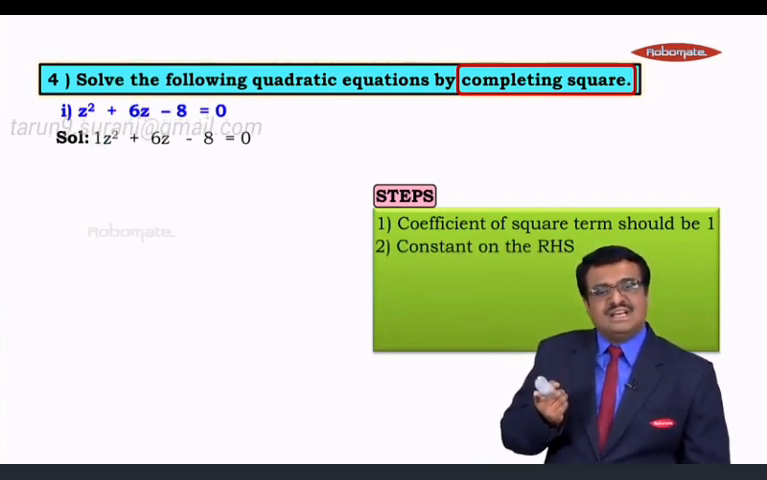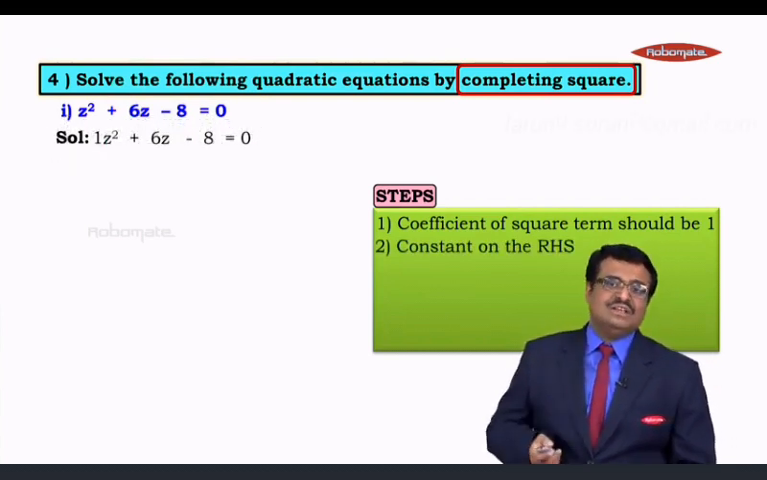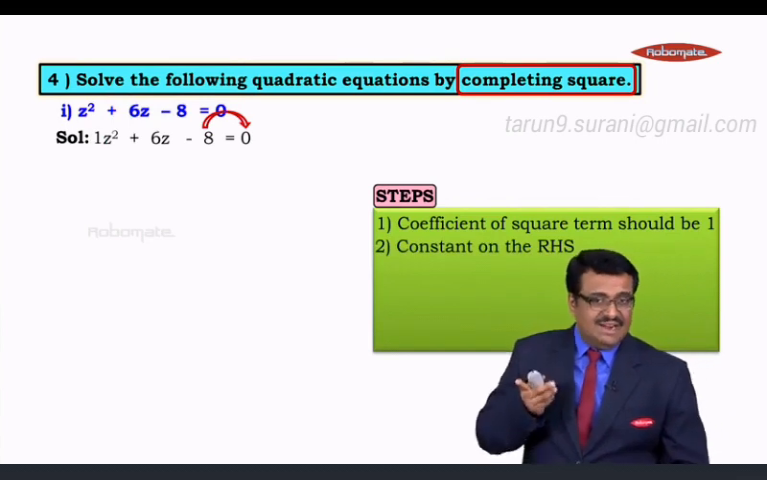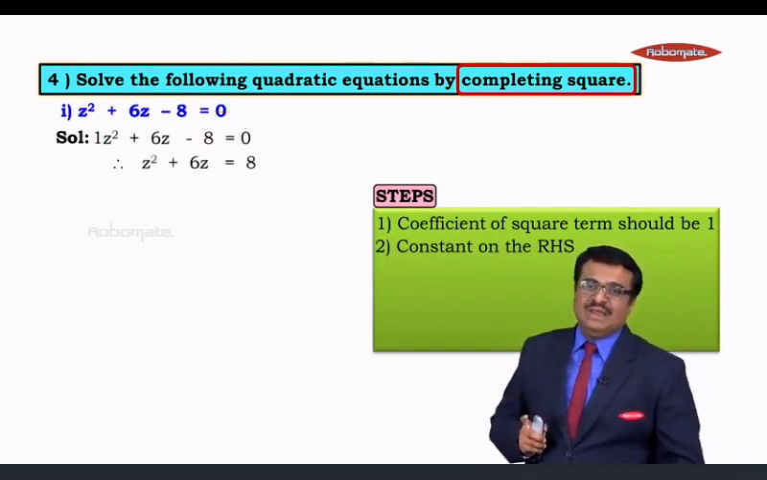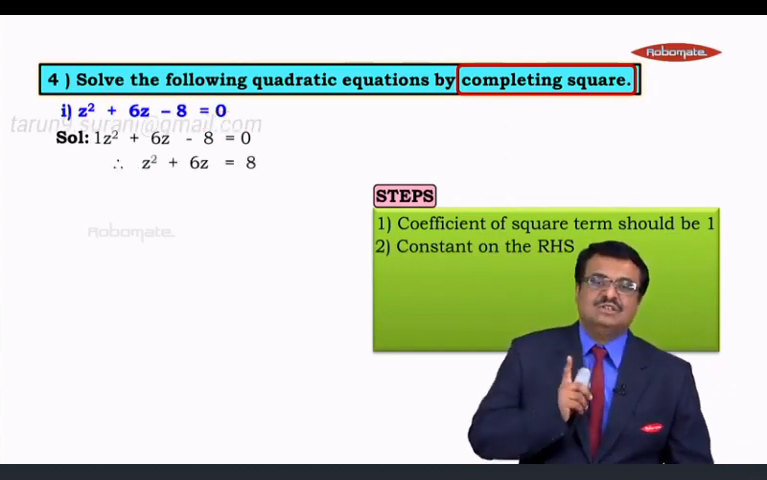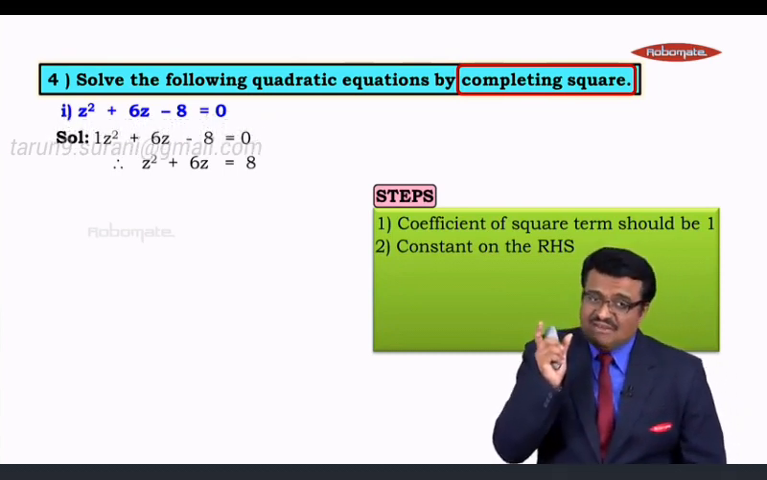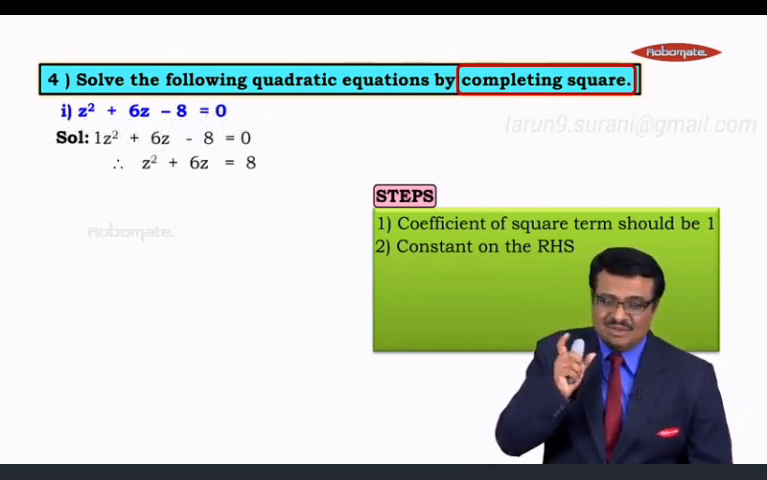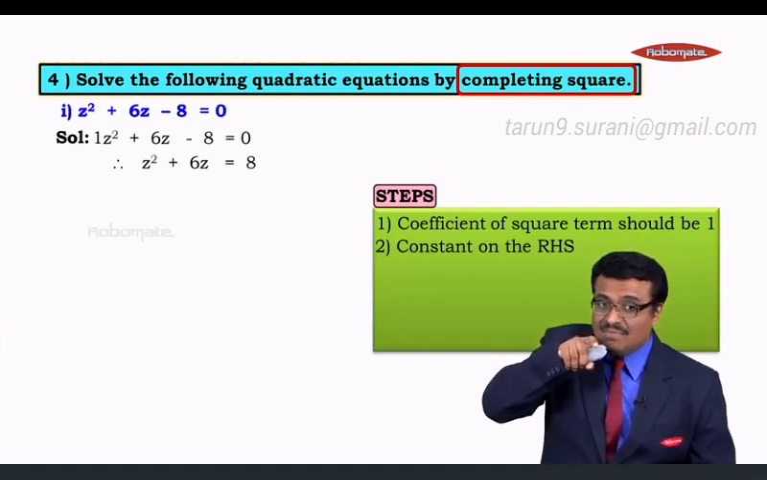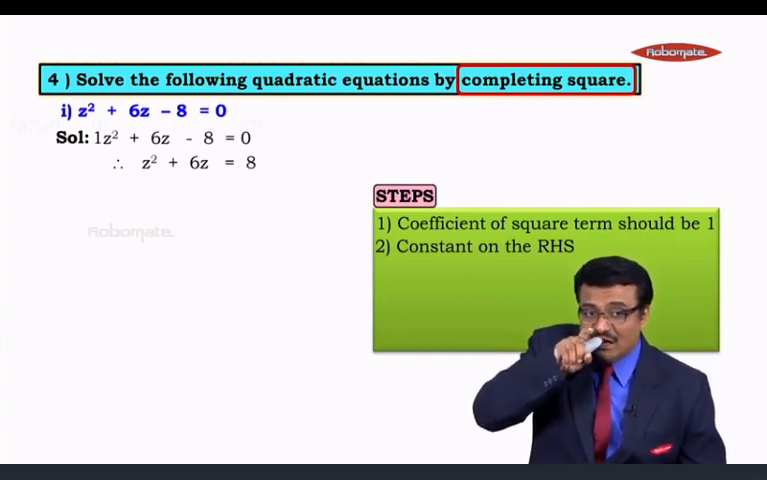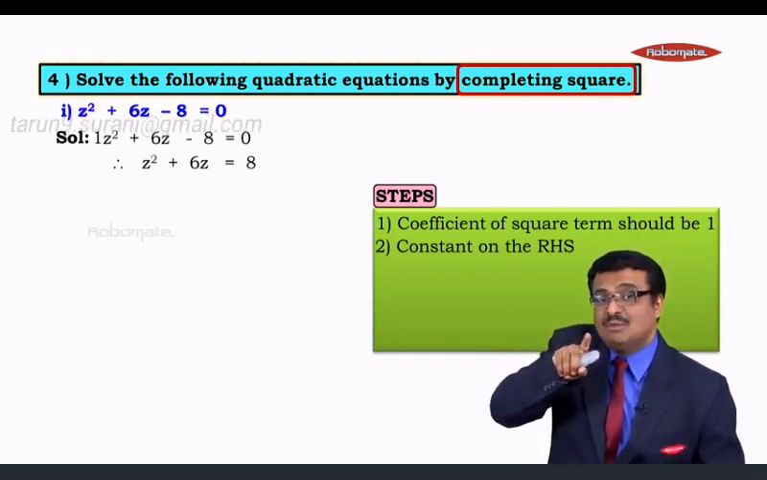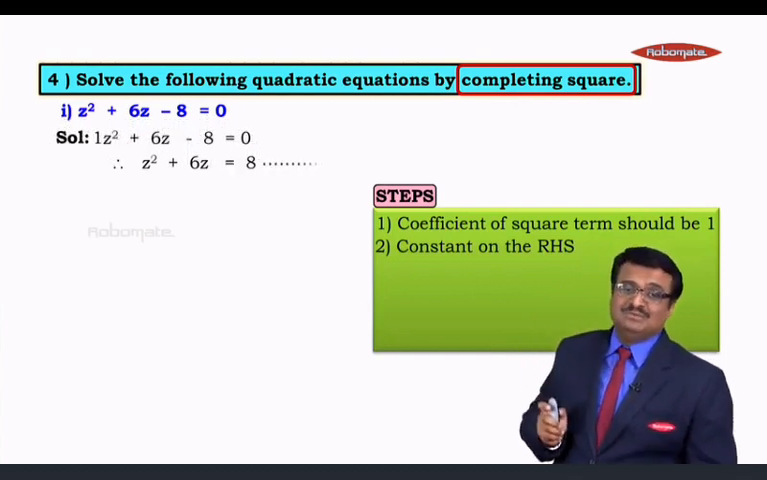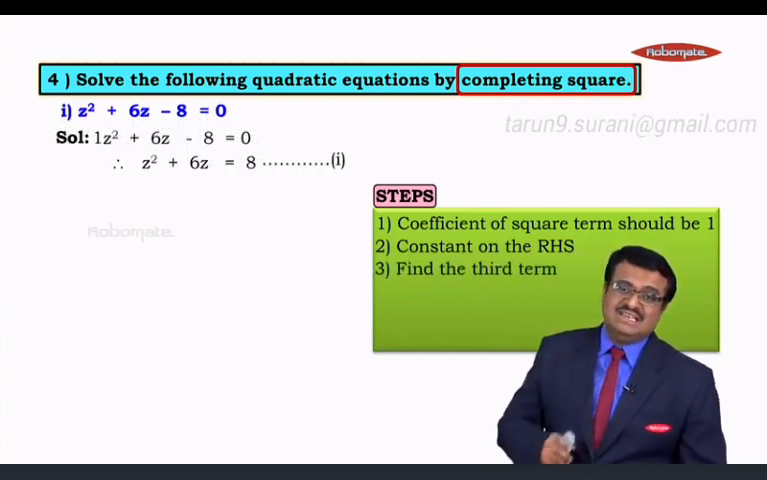Second step, the constant term should be sent to the RHS. What is the constant term here? This 8, it has to be sent to the RHS. So what you get is z square plus 6z is equal to 8. So on the left side we are left with only 2 terms. We have to add the third term, and we learned the value of the third term using a formula in the previous module, right? So we'll call this equation number 1.